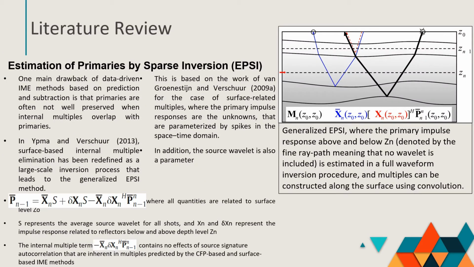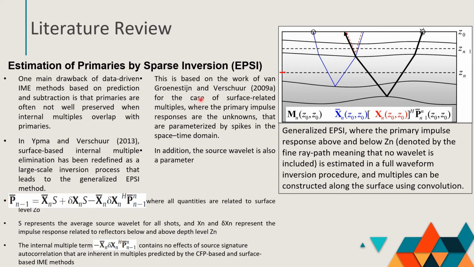Next, we move on to the last method, which is the estimation of primaries by sparse inversion (EPSI). One main drawback of data-driven methods, of which we discussed two earlier, which are based on prediction and subtraction, is that primaries are often not well preserved when internal multiples overlap with primaries. In 2010, Ima and Verschuur redefined the surface-based internal multiple elimination as a large-scale inversion process that led to the generalized EPSI method.